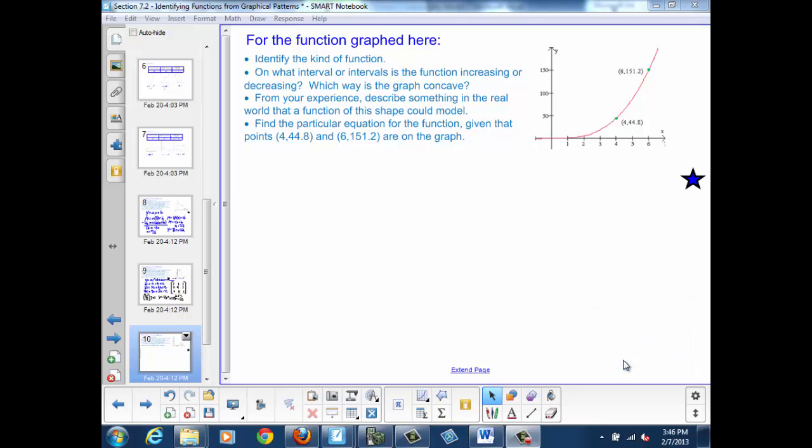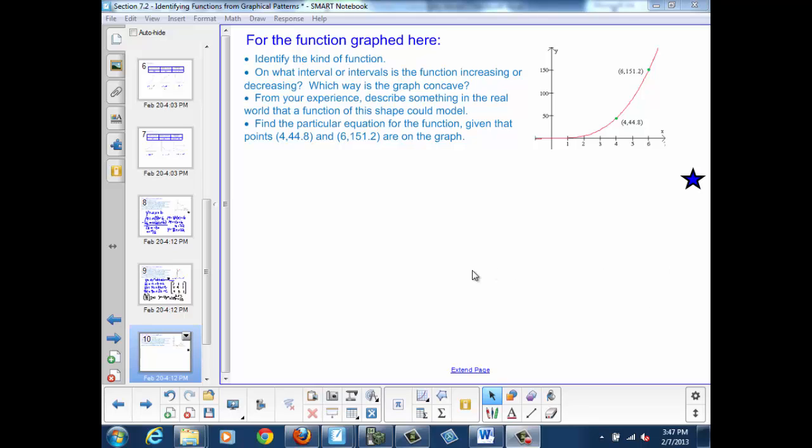Something that might model this shape, or that this shape could model, is anything that reflects this power function, like the distance it takes to stop your car as a function of its speed, or volumes of geometrically similar objects as a function of their lengths. Since the length is one dimension and volume is a three-dimensional measurement, then we get a cubic relationship between the two.